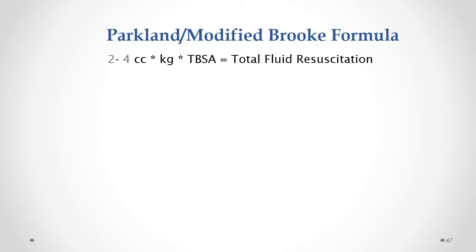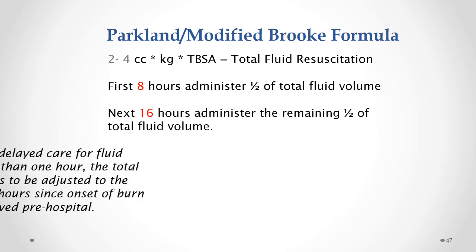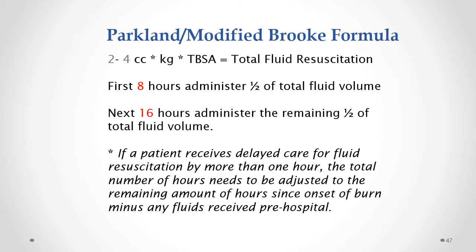What this formula does is give us the total fluid resuscitation needed in 24 hours. What we do after we get that number is we divide it by 2, and whatever that number is, that's what we need to be administering in the first 8 hours after a burn injury occurs. And then we give the next half in the remaining 16 hours. If a patient receives delayed care for fluid resuscitation by more than just 1 hour, we need to take that into consideration and, instead of 8, divide it by whatever it's been adjusted to for the remaining amount of hours since that burn onset.